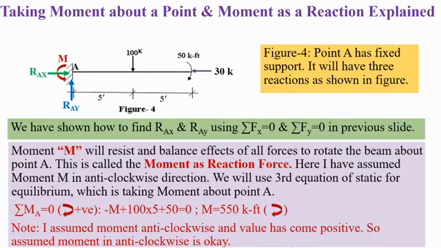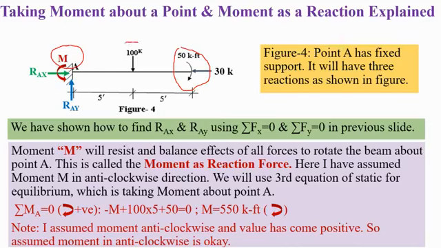Now come moment. So we have explained Rx and Ry, now come moment. So this is M. What is this M? This M is actually the moment of the fixed support. I have told fixed support has three reactions. One is horizontal, one is vertical, and one is moment. So this is the moment. And there is also one moment here.